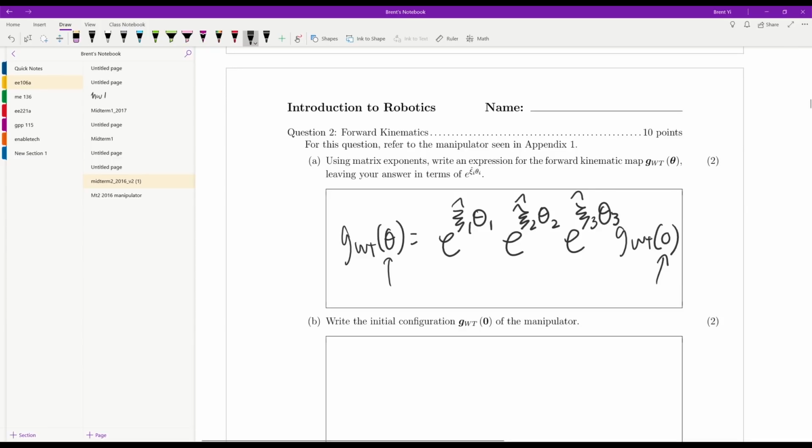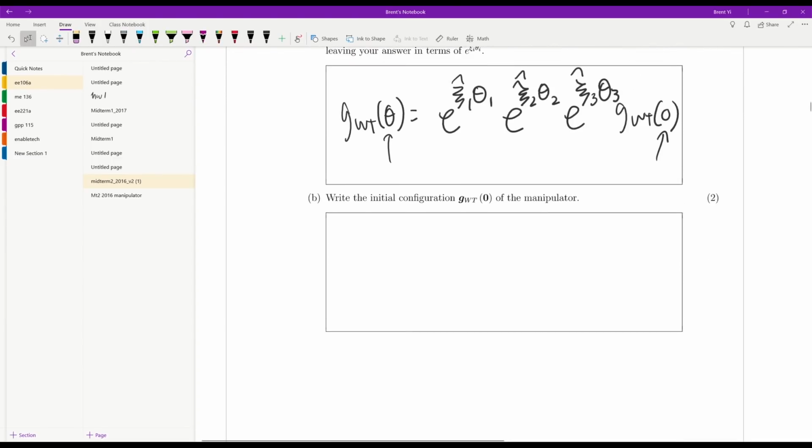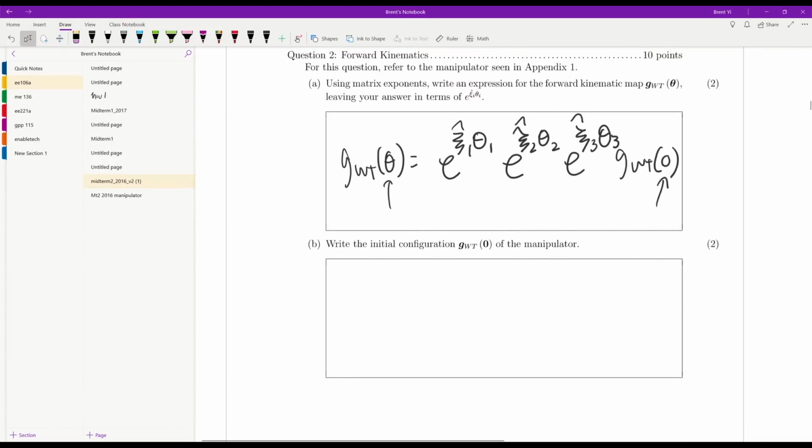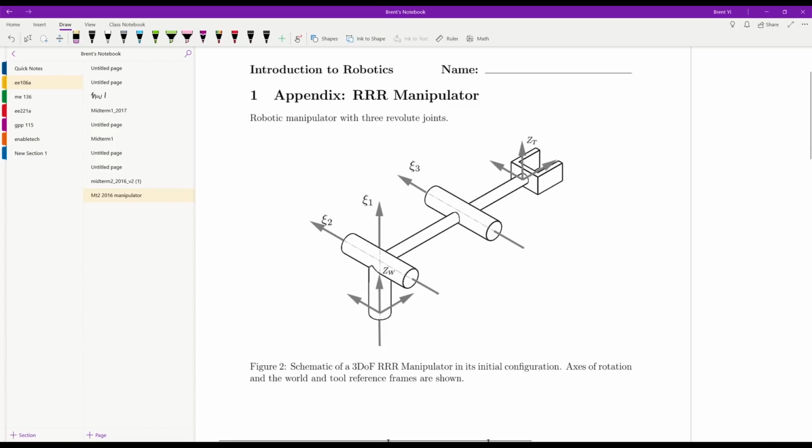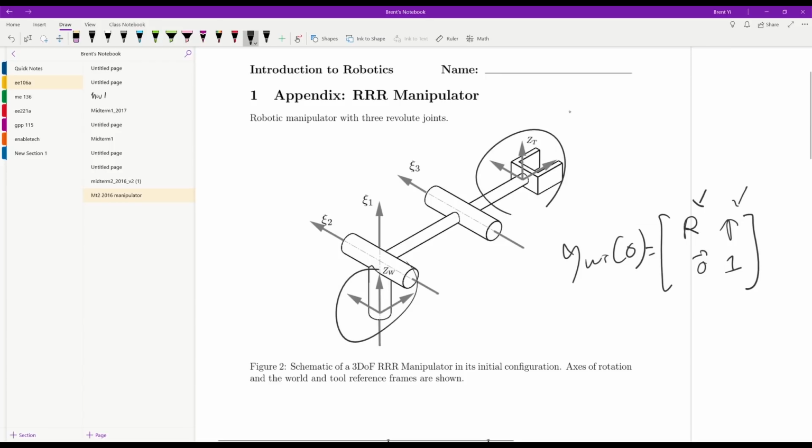Okay. And then part B asks us to find GWT of 0, which is the initial configuration. So we can look at the manipulator and try to figure out what this initial configuration is. We know that GWT of 0 should have the form of R and then P, 0, 1. Right, so R here is the relative rotation, and P here is the relative translation. Looking at the coordinate frames, the roll frame and the tool frame, we see that there's no rotation between these two because all the axes are pointing in the same direction. So this R here should just be the identity.